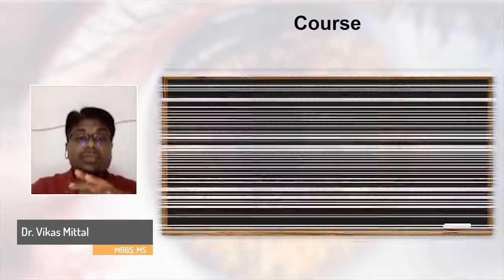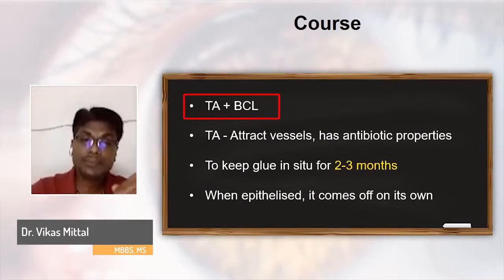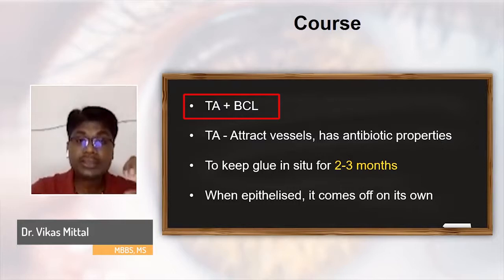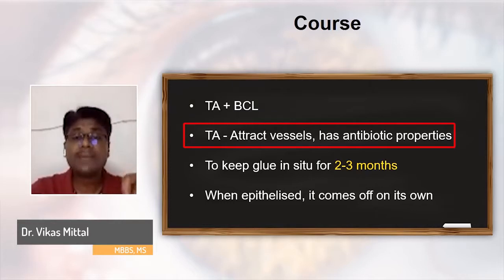Generally, we keep this cyanoacrylate glue for a good 2 to 3 months, sometimes even more. That depends on the underlying pathology or underlying etiology, and you have to ensure that the underlying etiology is taken care of well. Cyanoacrylate glue attracts blood vessels also, so that again is useful when you have perforation secondary to any infection. It has some antifungal, antibacterial properties as well, which again is helpful when you have infection and then a perforation.